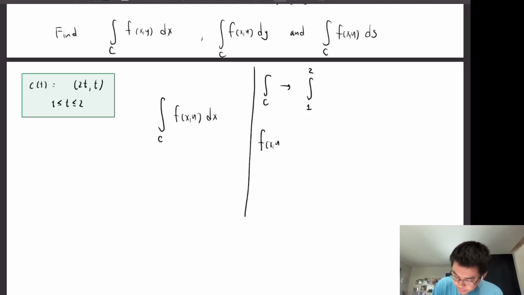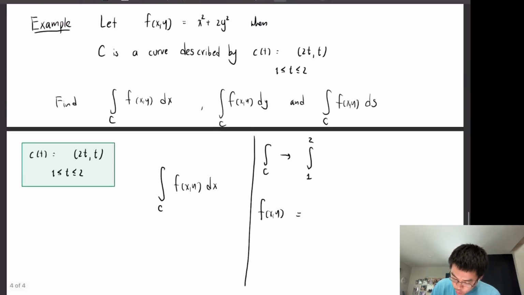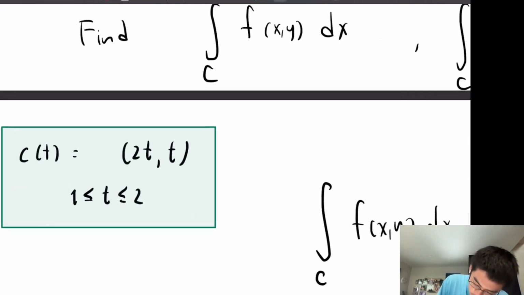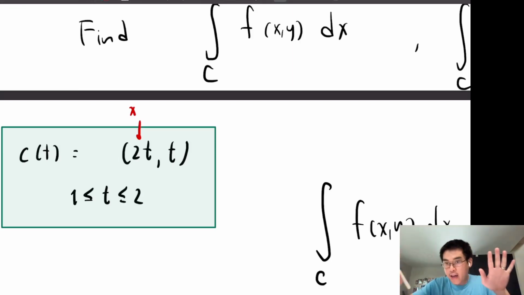F(x, y) is from the formula x squared plus 2y squared. But we're not going to do x squared plus 2y squared, because we're going to change every single thing to this variable t. So we look at this and see this is x. Every time you see x, you're going to replace x by 2t. The same thing here, we're going to replace y by t.